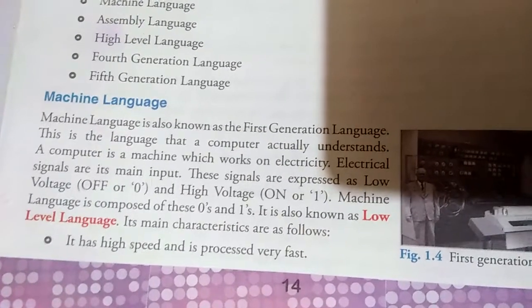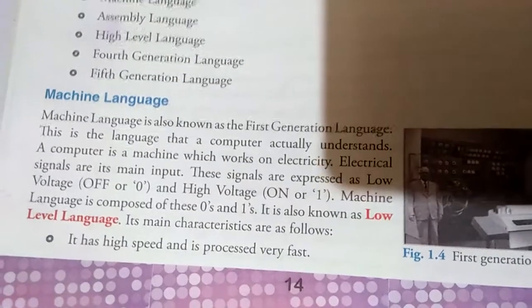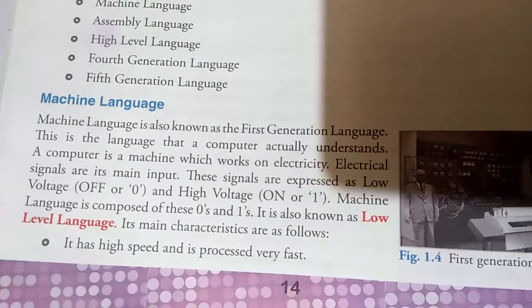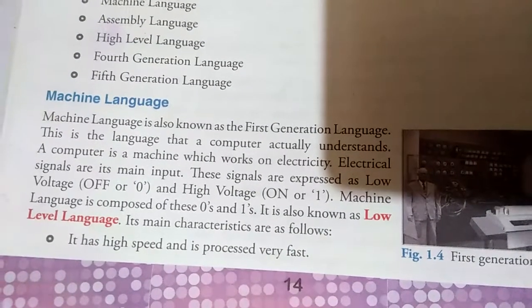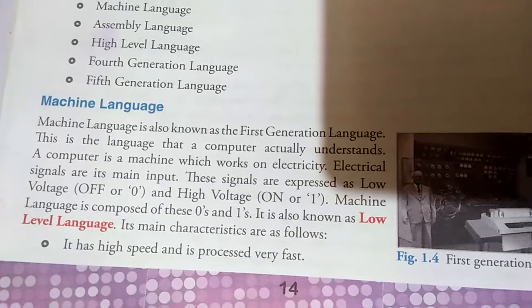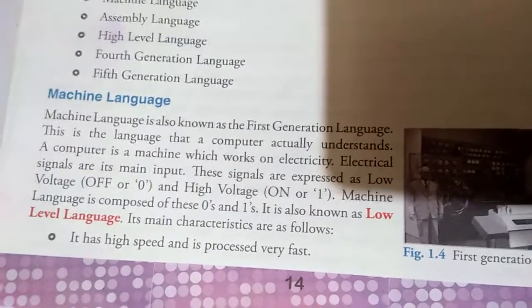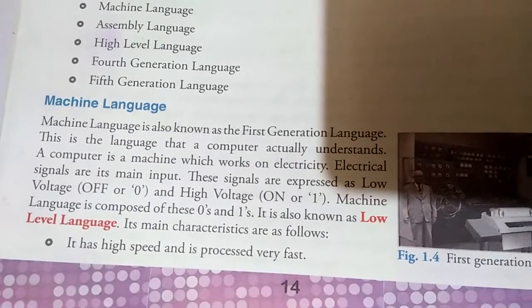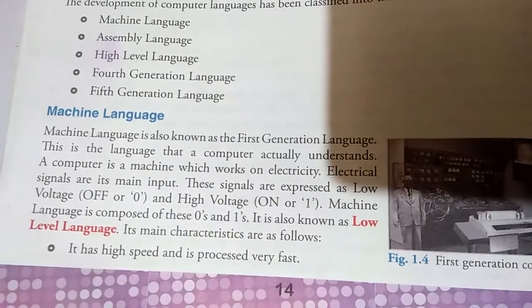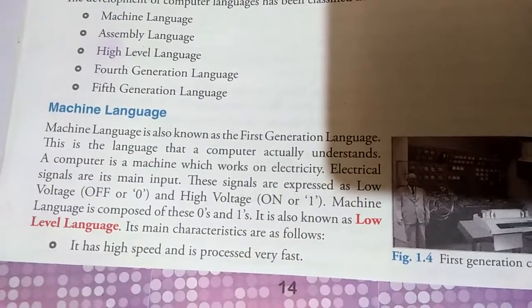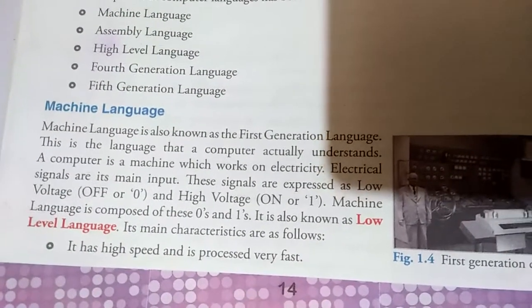Electric signals are the main input. These signals are expressed as low voltage or high voltage. Low voltage is called off and denotes 0, and high voltage denotes 1, which means on. Machine language is composed of these zeros and ones. Machine language understands only 0 and 1. It is also known as a low level language.